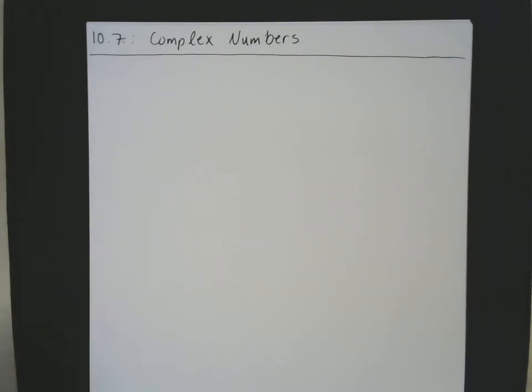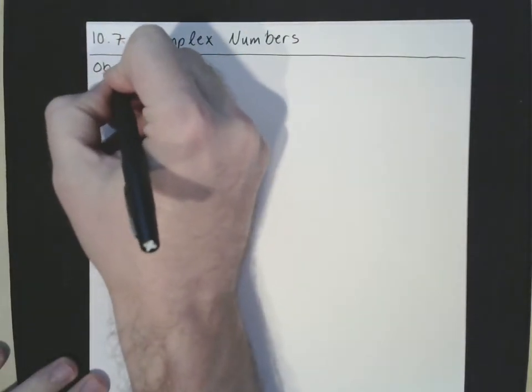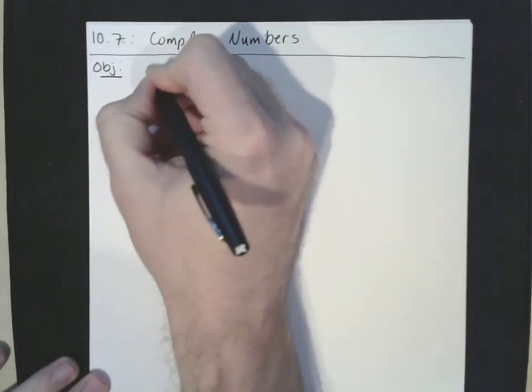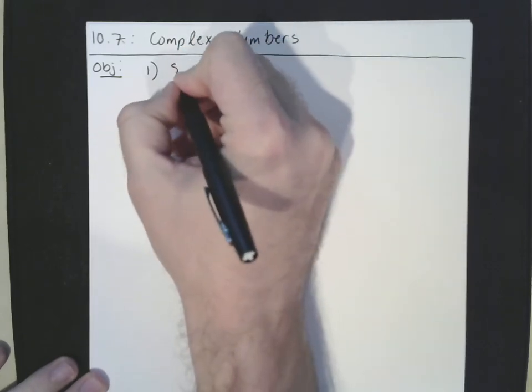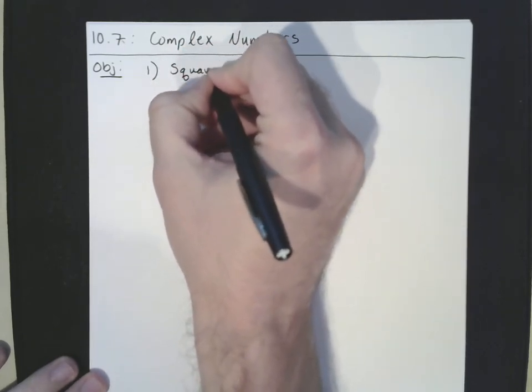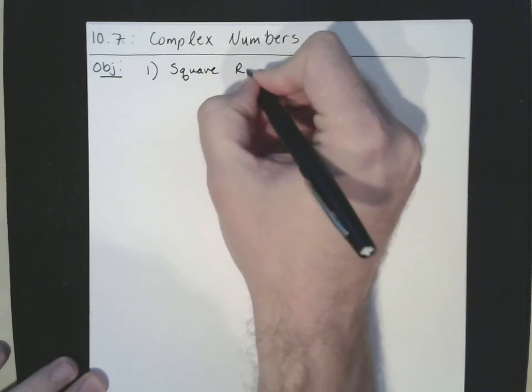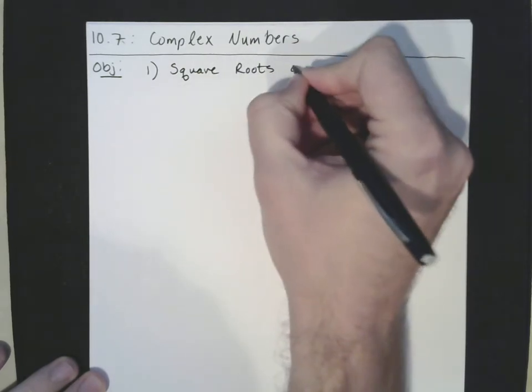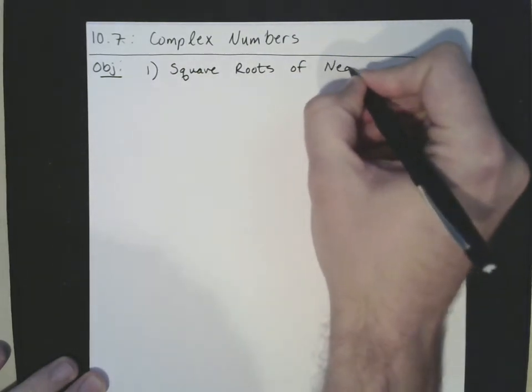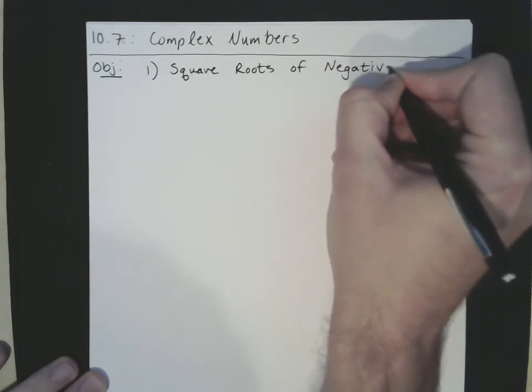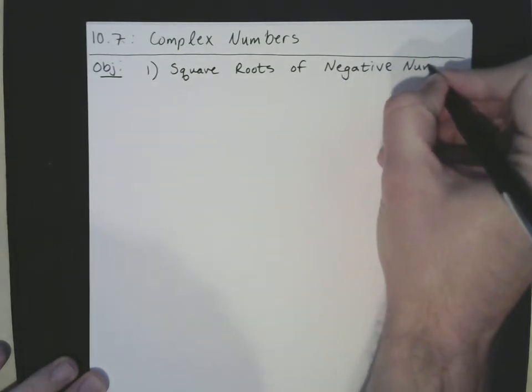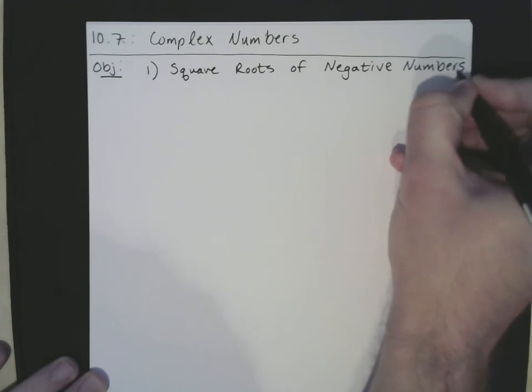Section 10.7, which is about complex numbers. So we have three things to do in this section. The first is to introduce complex numbers, which all come from the square roots of negative numbers.